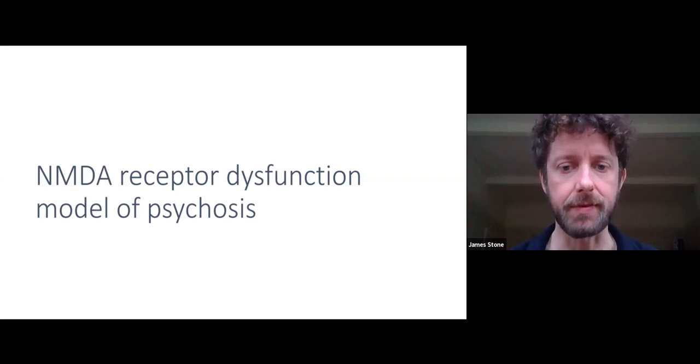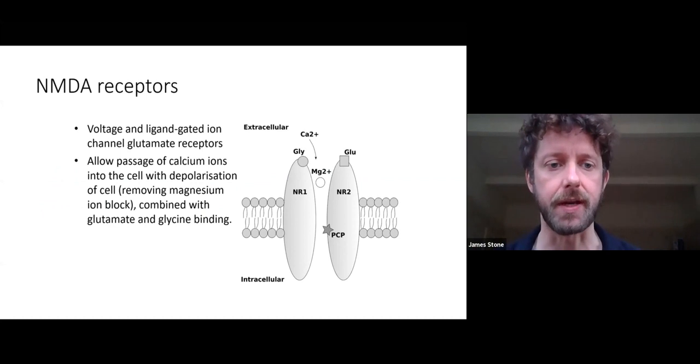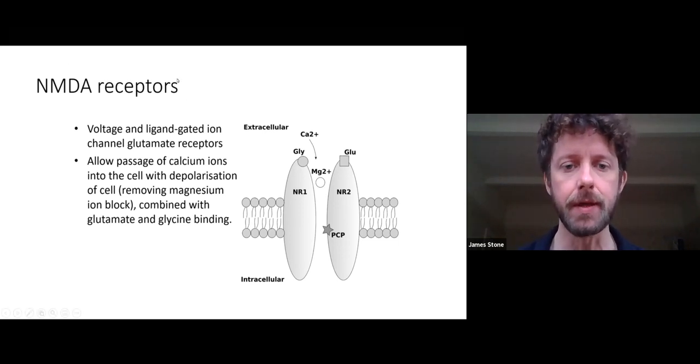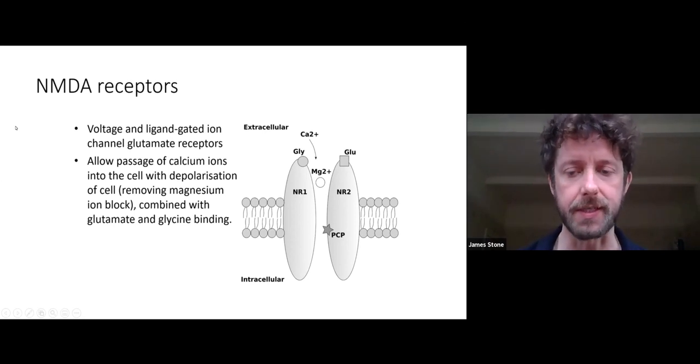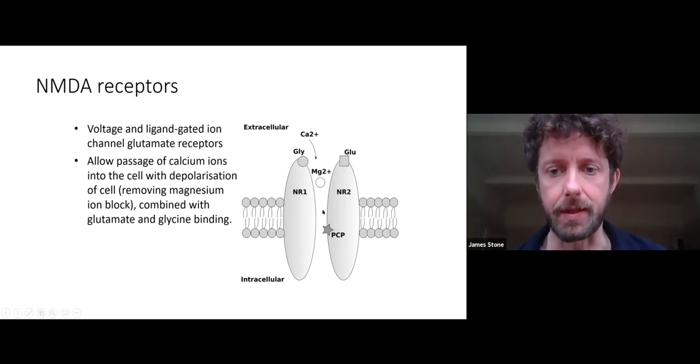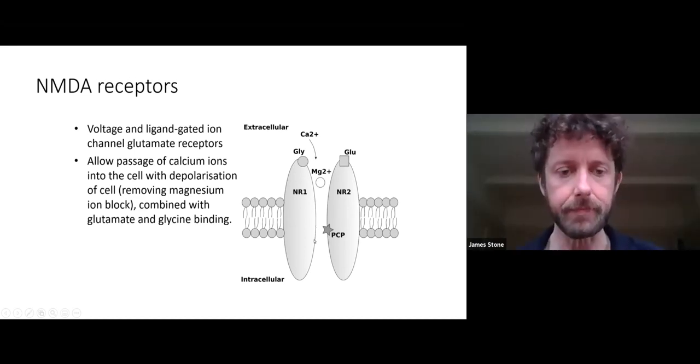The NMDA receptor dysfunction hypothesis of schizophrenia is an idea that's been around since the middle of the 1980s. This is just a revision slide about NMDA receptors that I'm sure you all know already. Voltage and ligand gated ion channels that allow the passage of calcium ions with a magnesium ion block, and the intrachannel site that can bind ketamine or PCP and other compounds, which blocks the channel.